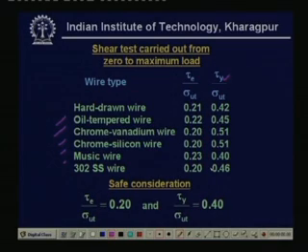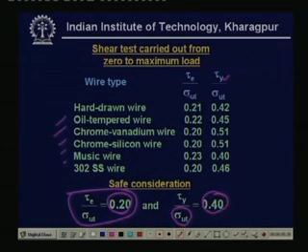Well, as a very rough estimation, or just a first-hand consideration, here we have tried to give you safe considerations. Just looking at this particular data, or these constants, one can very well say that tau endurance, that is tau e by sigma ultimate, is simply 0.2, and tau yield point by sigma ultimate is simply 0.4. Maybe this is a very conservative design, but anyway, one can use these values for design approximations.